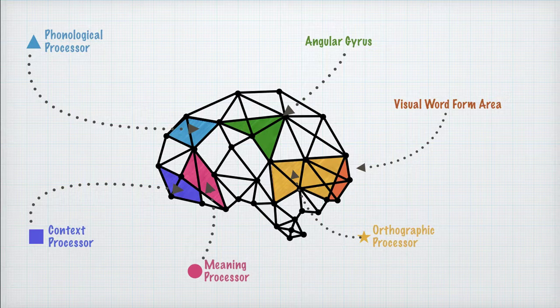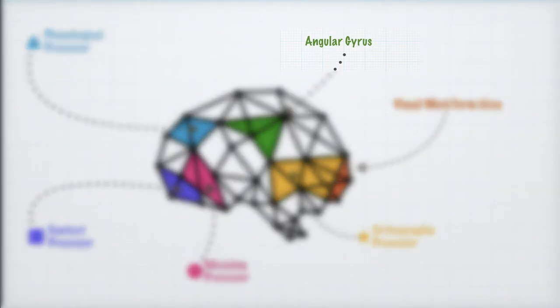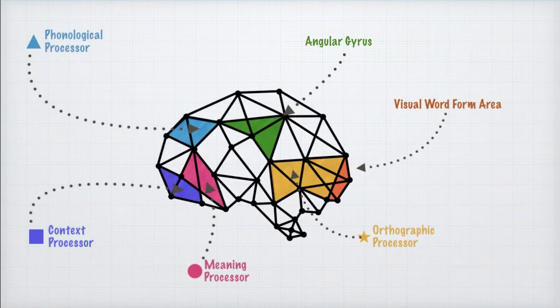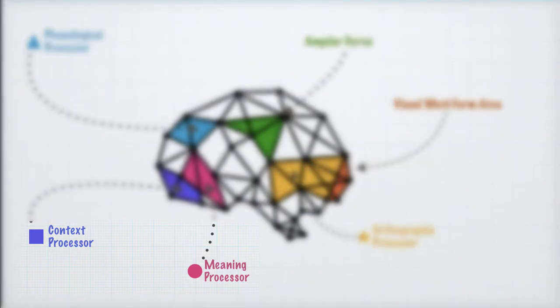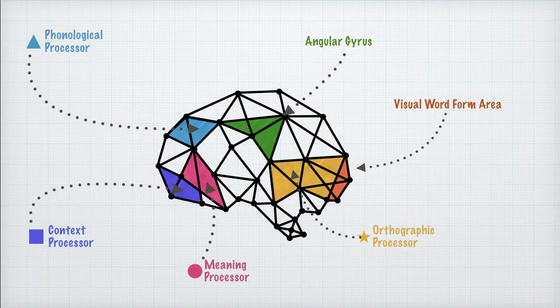Those two areas come together in the angular gyrus, and that's when that decoding is activated. Then we have other parts of the brain in Wernicke's area that are the meaning and context processor, where those are also activated as you become a proficient reader and are able to make sense of words and move into that reading for meaning instead of learning to read. So a little bit about the brain and what's happening there.